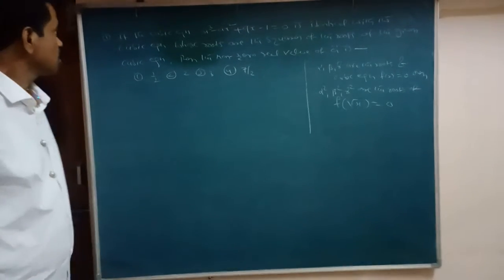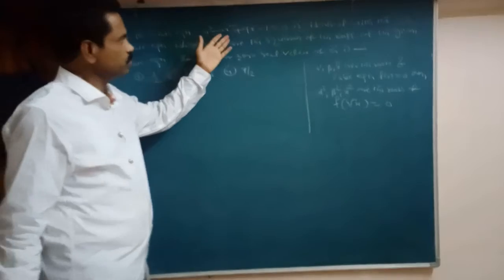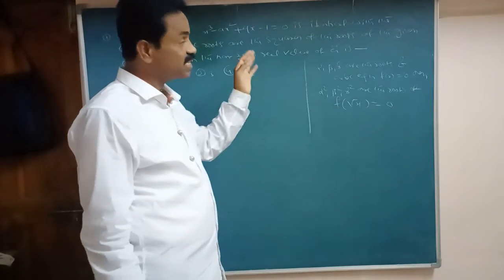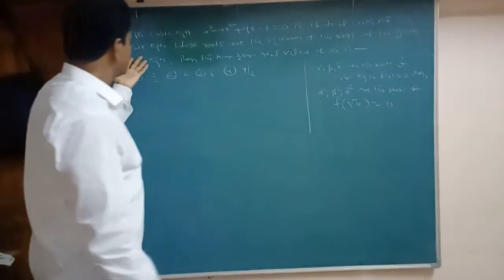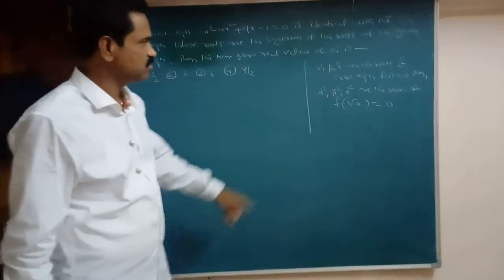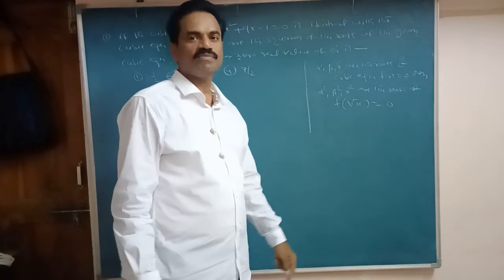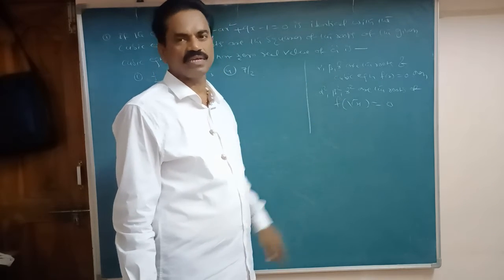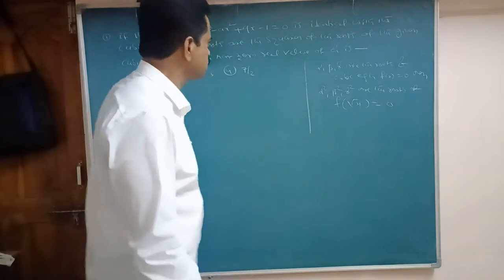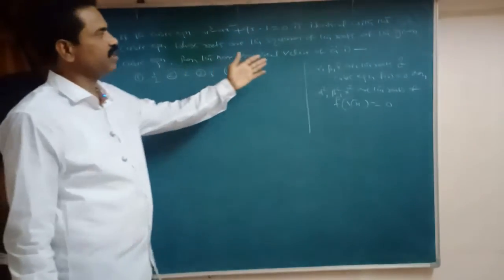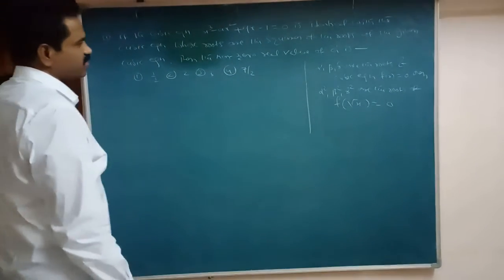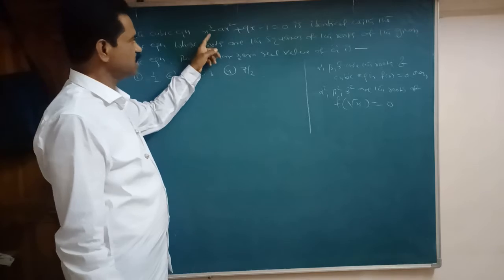See here. The cubic equation x cube minus ax square plus 9x minus 1 equal to 0 is identical with what? With the cubic equation whose roots are the squares, that is f of root x equal to 0, and these are identical. Identical means they represent the same equation. So what is the value of a? The roots alpha, beta, gamma are the roots of the given equation f of x equal to 0.